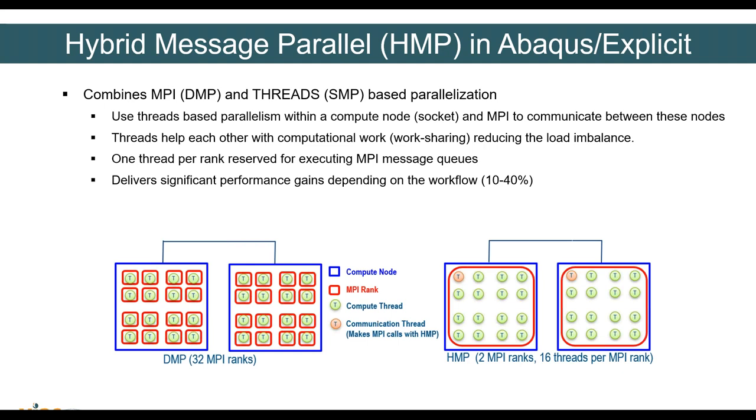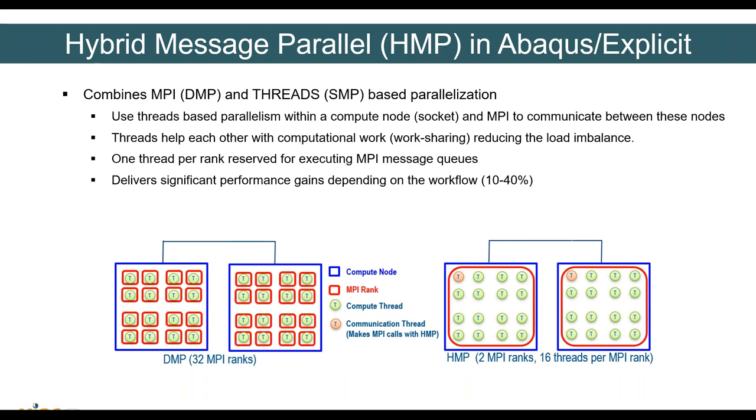In terms of performance, there is something based on the previous development that we have released in this version. It's called the hybrid message passing, HMP, in explicit. It combines the message passing interface, the DMP, and the thread and SMP based parallelization. So it's a combination of these parallelization methods. It uses thread-based parallelization within the compute node and the socket, and MPI to communicate between these nodes.